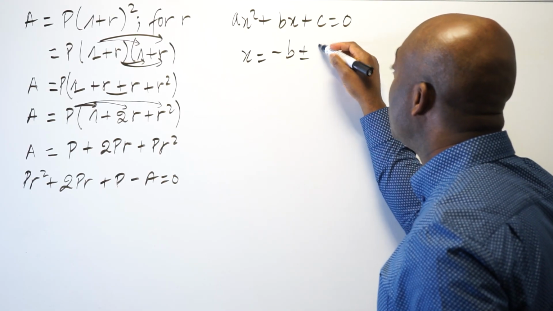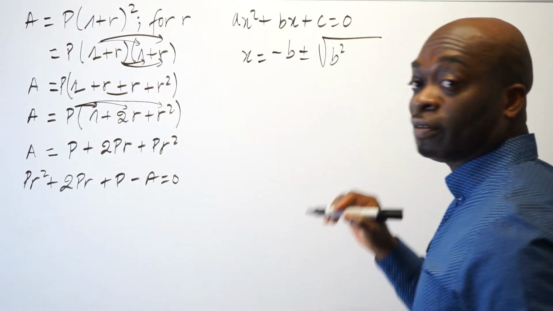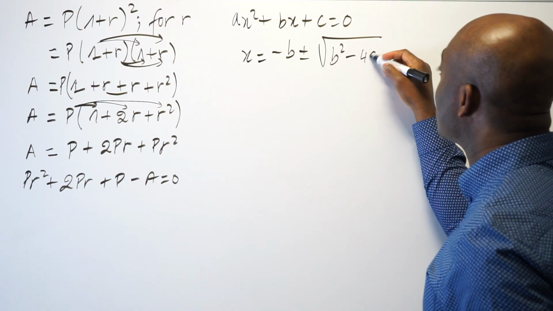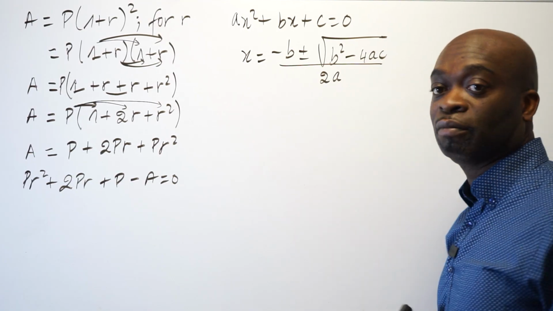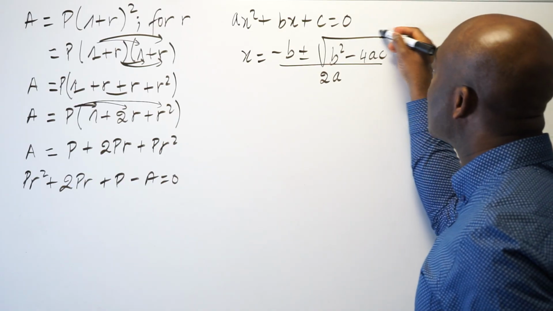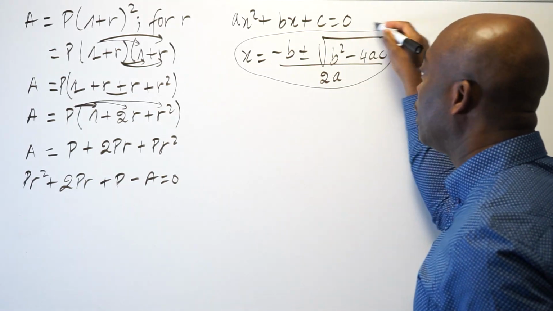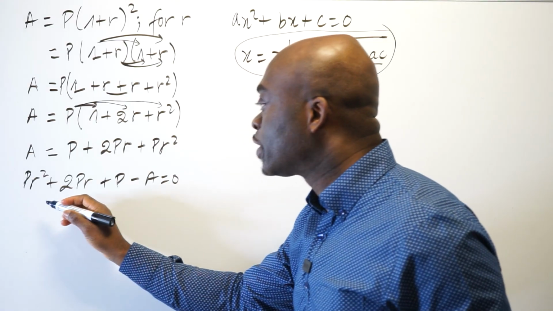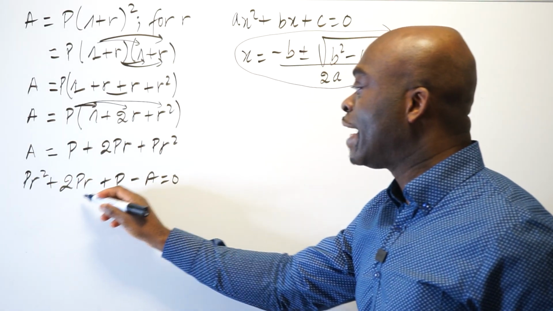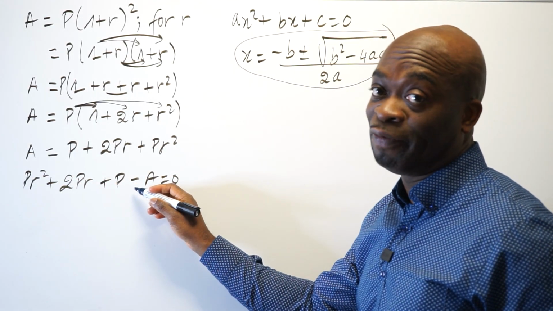Minus b plus or minus the square root of b squared minus 4ac, the whole thing divided by 2a. Okay, so that's the formula that we're going to apply now. So let's go with r. The first thing we've got to do is recognize what is a, what is b, what is c. That'll be better for us.